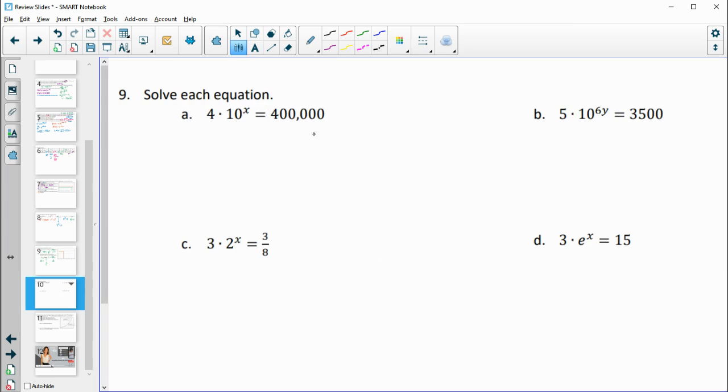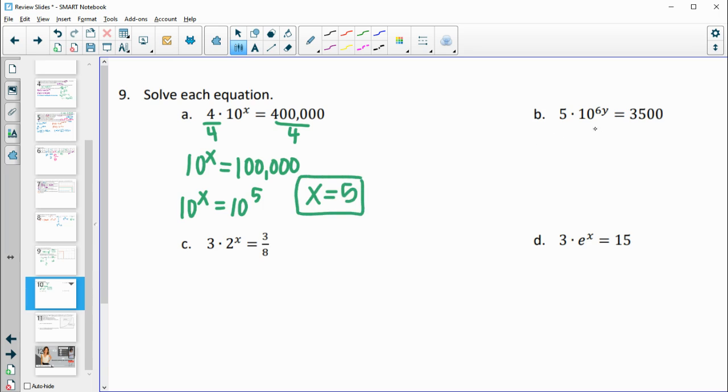Number 9, solve each equation. So we want to isolate this base here. So we're going to divide by 4 first. So we get 10 to the x equals 100,000. And now we can write 100,000 as a base 10, right? So 10 to the x. So 100,000 is 10 to the 5th. So then x equals 5.